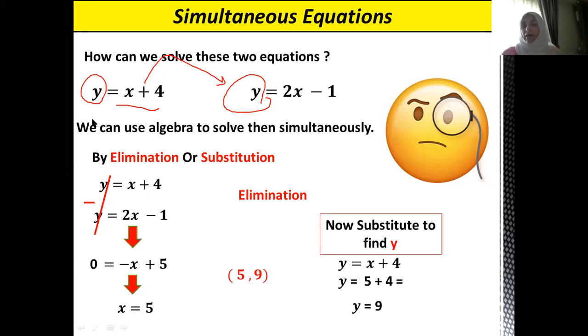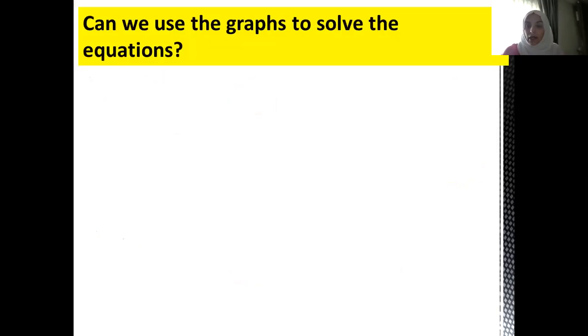And that can be shown as a coordinate pair. Okay? Any question on simultaneous equations, how can we do them by substitution or elimination? This is from the previous chapter, from chapter 9 we took that. Okay, now how can we use the graph to solve two equations simultaneously?